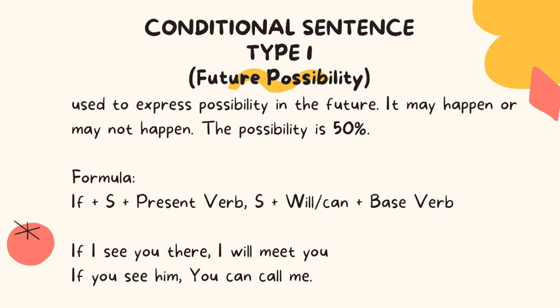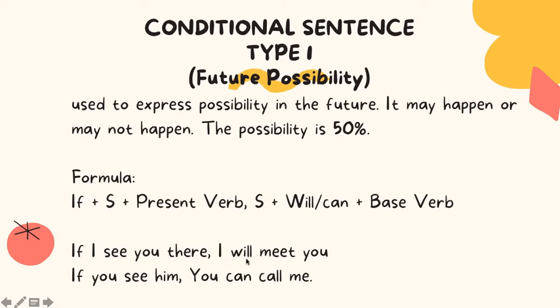The formula for composing conditional sentence type 1: we start with if, followed by a subject, then a present verb, then a comma, then the subject, then the modal will and a base verb. The example is: if I see you there, I will meet you there. If is first, then I, the subject, then the present verb see, and you there is the object, then the comma. I will meet you there.